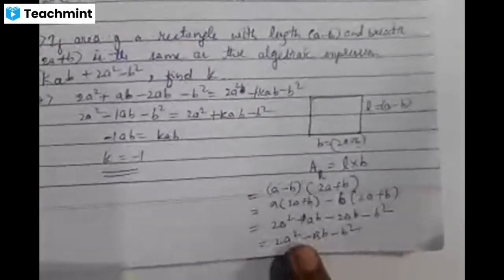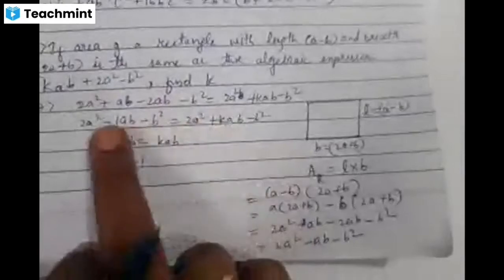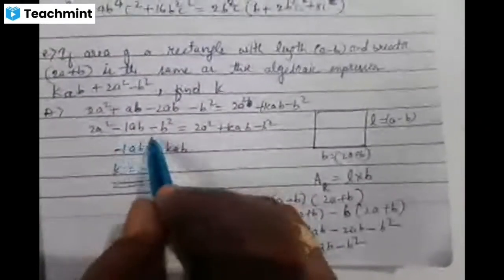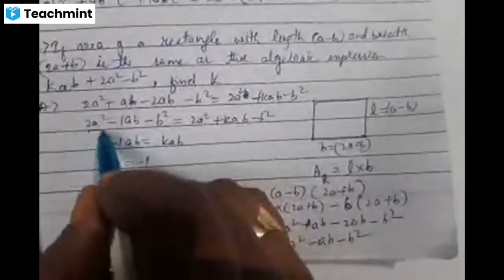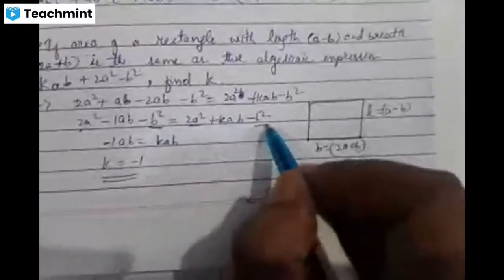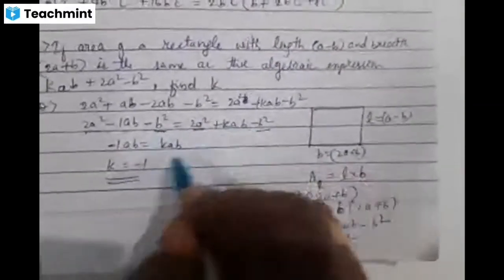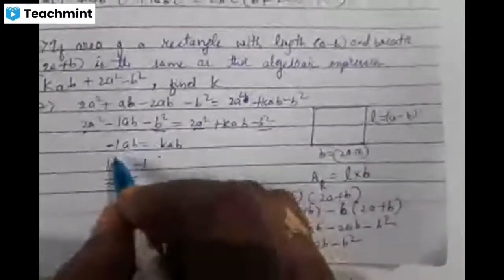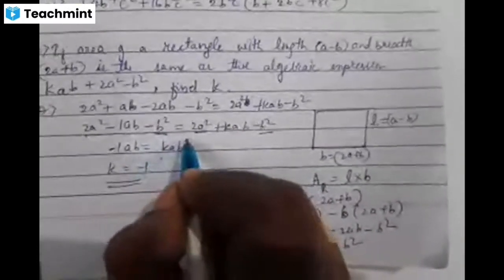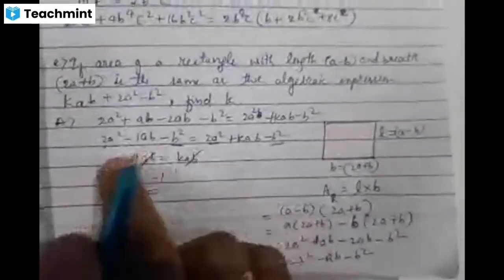So this term is equal to the given expression KAB plus 2A square minus B square. If we equalize both, we can find 2A square is equal to 2A square and minus B square is equal to minus B square. The middle term minus 1AB must be equal to KAB. The same thing I have written here. Now, if we cancel AB and AB, you are left with K is equal to minus 1. So, therefore, the value of K is minus 1.